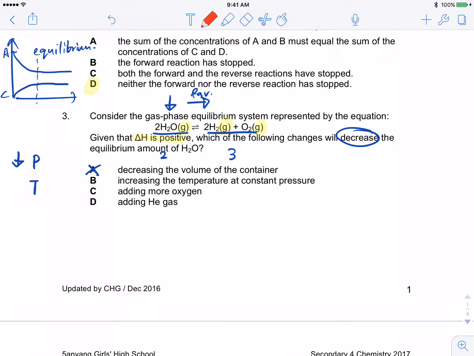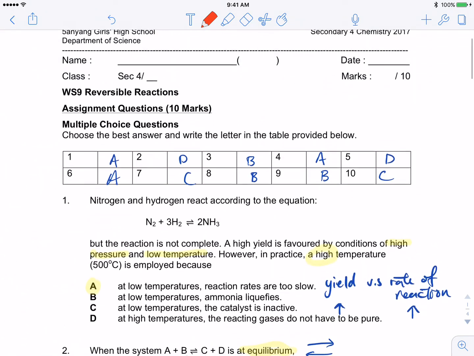Given that delta H is positive, what kind of reaction is this? Delta H is positive, it means that it is endothermic. If it's endothermic, it means that it takes in energy, takes in heat. When I increase temperature, to counter the increase in temperature, I must favor the reaction that takes in the excess heat. So it does help to favor the right-hand side. So answer is B. Is it? Yes.